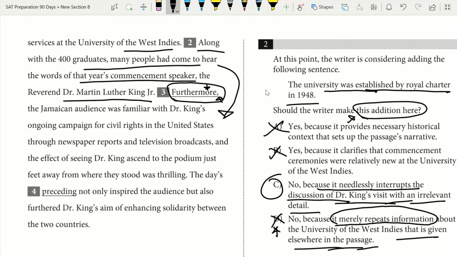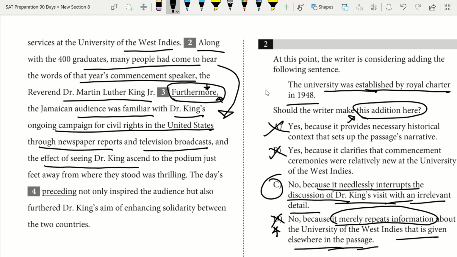All right, so we've got: the Jamaican audience was familiar with Dr. King's ongoing campaign for civil rights in the United States through newspaper reports and television broadcasts, and the effect of seeing Dr. King ascend to the podium just feet away from where they stood was thrilling. All right, so we see that we were really transitioning from talking about Dr. Martin Luther King Jr. arriving at the commencement speech into talking about how there's much excitement about that speech, okay? So that's not going to be furthermore because we're not tacking on or going more in depth about what we talked about here, okay?